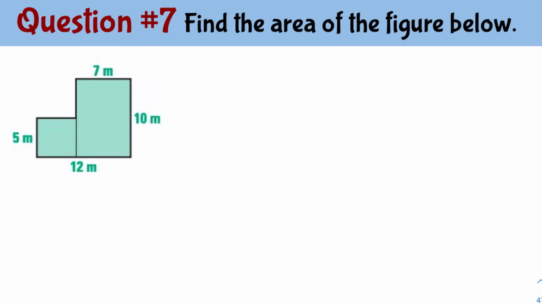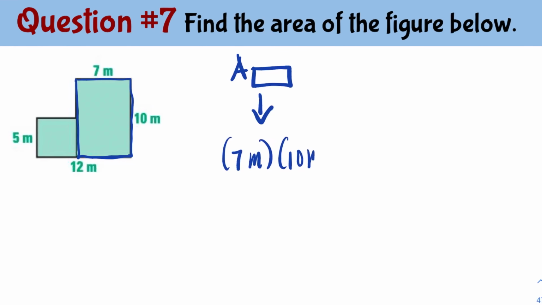Question number 7. Find the area of the figure below. So this is a complex figure because we have two shapes put together. First, we need to find the area of the rectangle. The area for the rectangle here is this shape, which is 7 meters by 10 meters. So for the area of the rectangle, we have 7 meters times 10 meters, which is 70 meters square.